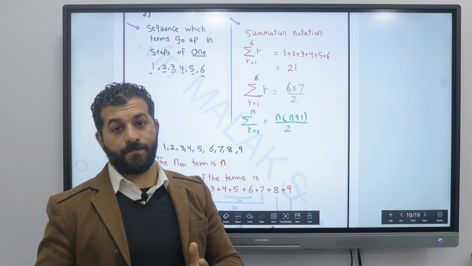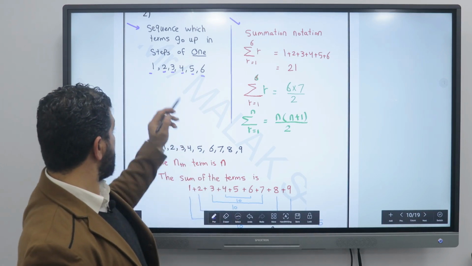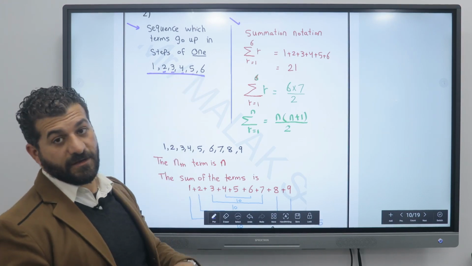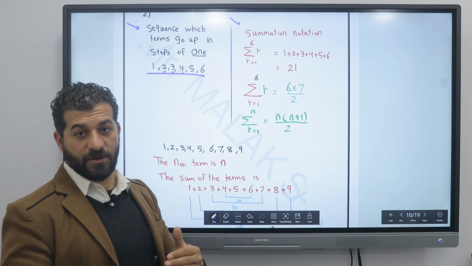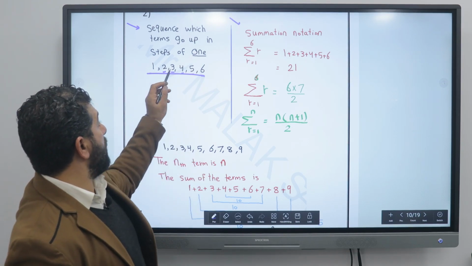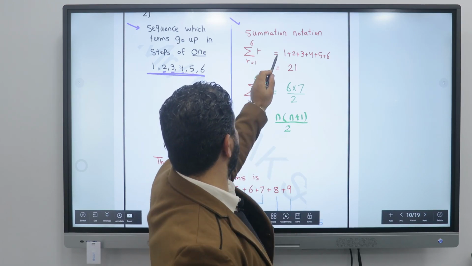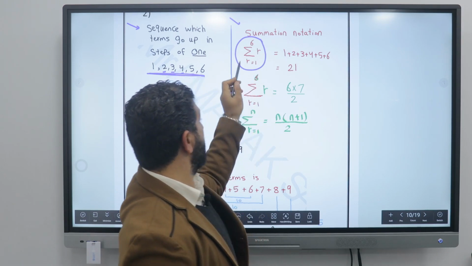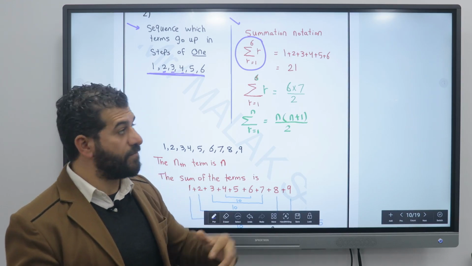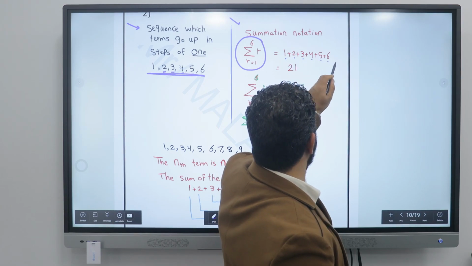To understand the summation notation, you should understand the sequence well. And I'm talking now about this sequence 1, 2, 3, 4, 5, 6. Be careful, all terms go up in steps of 1. Okay? So I want to get the sum of all terms of this sequence. This means the sum of r from 1 to 6. That means there are 6 terms, starting from the first term. So you will add all of them, 1 plus 2 plus 3 plus 4 plus 5 plus 6.